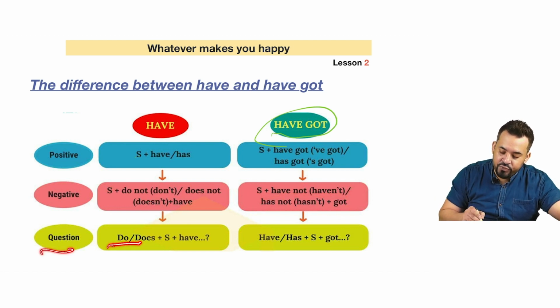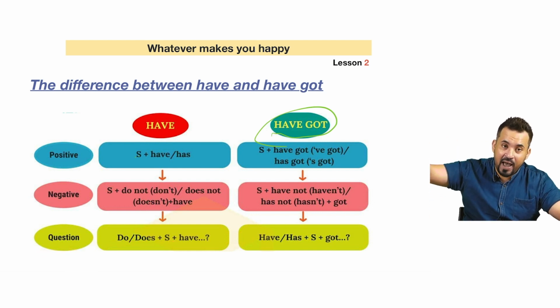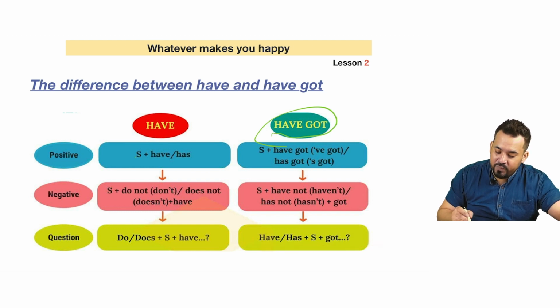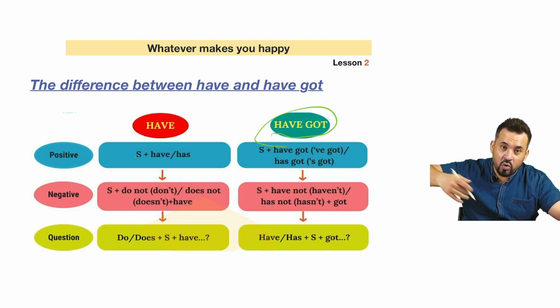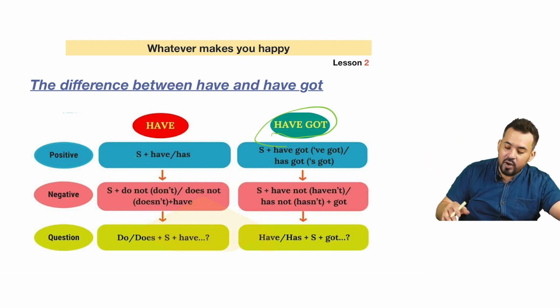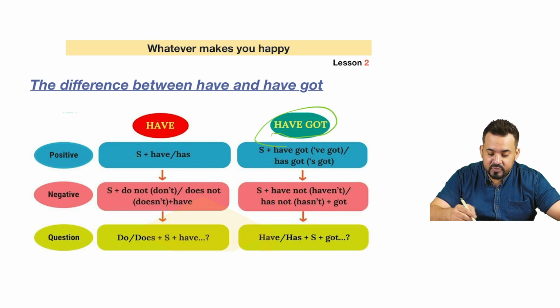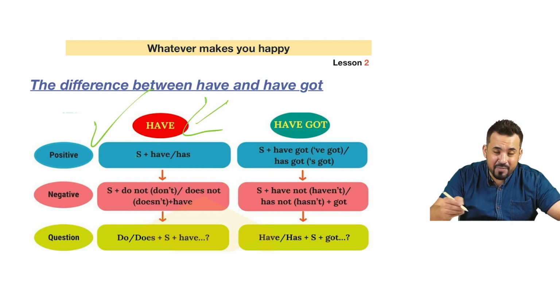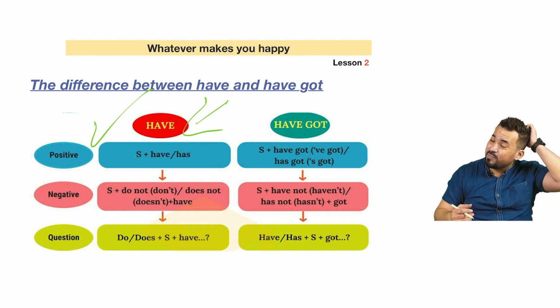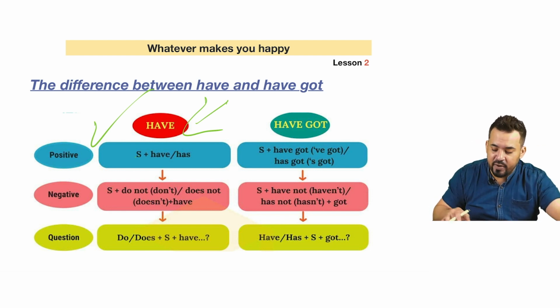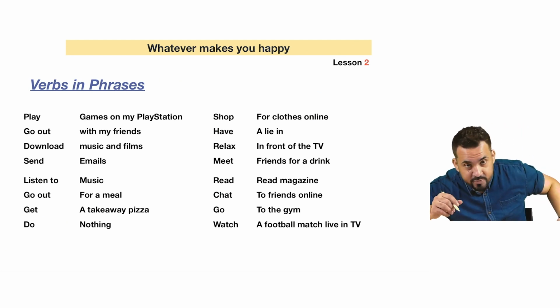Question form, do or does, subject, have? Do you have, does he have, or in case of have got it will be have, has, plus subject, plus got. So have you got or has he got? Okay, so don't get them confused. You can see which one you're more comfortable with and just use it. For me, the American one is more formal and better and recommended. It's easier to use, and even the British now are using the American one. So feel free to use the American one.